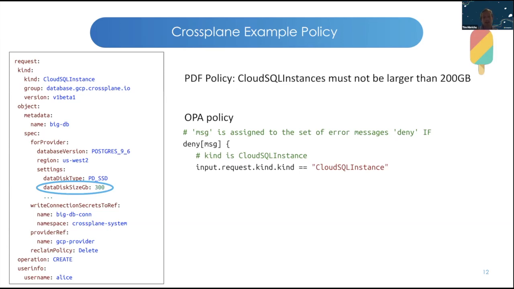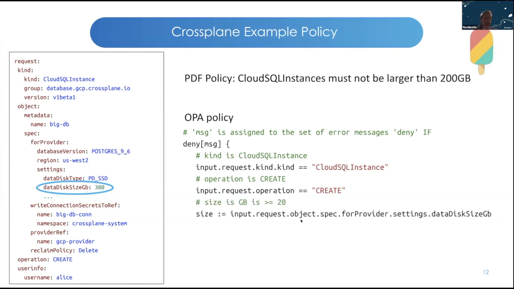And so the first condition in that list is just checking that, in fact, the request we've been sent is actually a Cloud SQL instance. Then we're going to check that the operation is a create. We don't want this to run on updates, for example. We could and maybe should on updates, but we definitely don't want this to run on deletes. And then we're going to go ahead and look up the size. In order to look up the size, we're just going to use the standard dot notation that everyone would, I think, expect, and dig down through input.request.object.forProvider.settings.dataDiskSizeGb. We're going to assign that to the size variable, and then we're going to check if the size is greater than, oh, this should be 200 here.